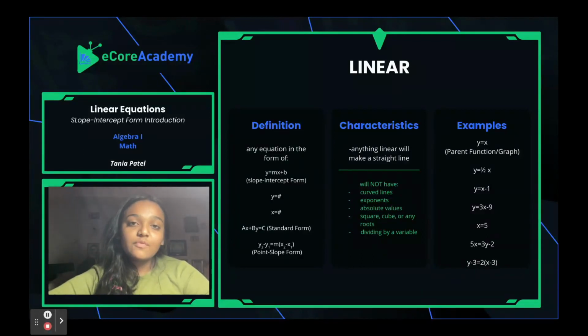Some examples of linear equations are y equals x, which is the parent function graph, y equals 1/2 x, y equals x minus 1, y equals 3x minus 9, x equals 5, 5x equals 3y minus 2, y minus 3 equals 2 times x minus 3. As you can see, these examples over here correspond with the equations and formulas that are over here, as they are all linear.